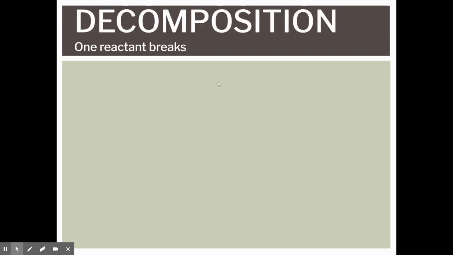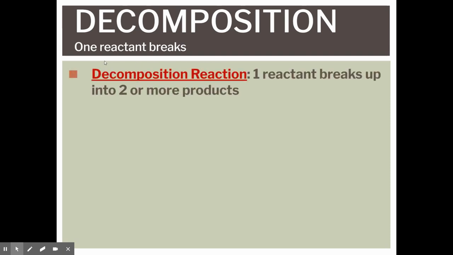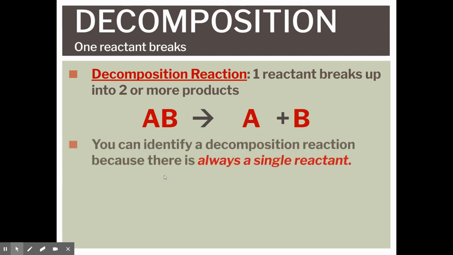And that type of reaction is called a decomposition reaction, where one reactant breaks down. A decomposition reaction is where one reactant breaks up into 2 or more products, represented by this little equation right here. You have one compound, one reactant, say element A and element B bonded together, and then it breaks down into 2 separate elements, A and B, okay?